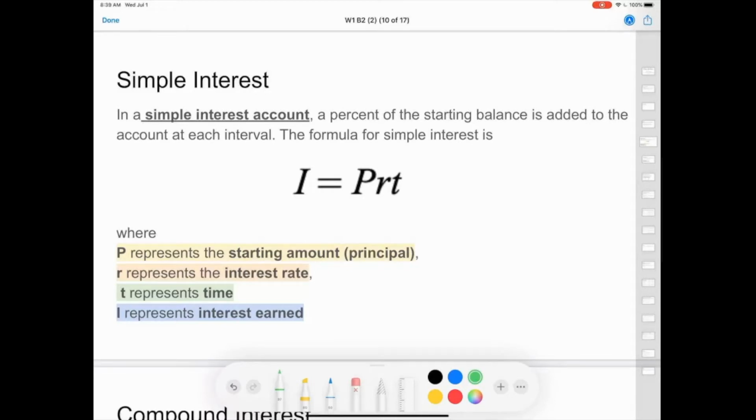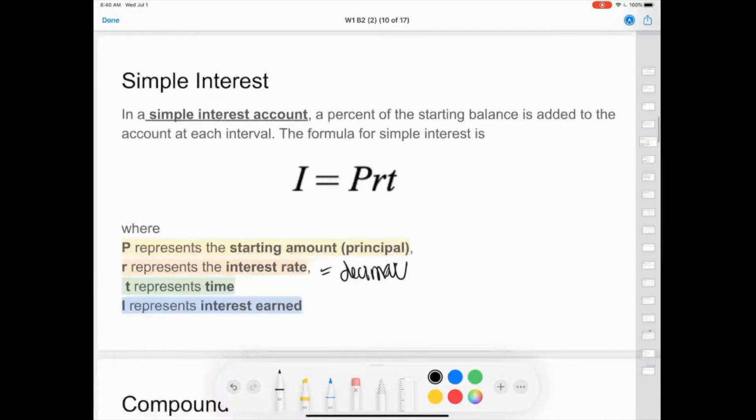The formula for simple interest is I equals P times R times T, where P represents the starting amount. So let's say you open up a bank account and you have $100, $100 would be P. That's your starting amount. R represents your interest rate. Every account will have a different interest rate, and I just want to make a note, we always express it as a decimal. So we want to change our percentage to a decimal. T represents time, and I represents your interest earned.